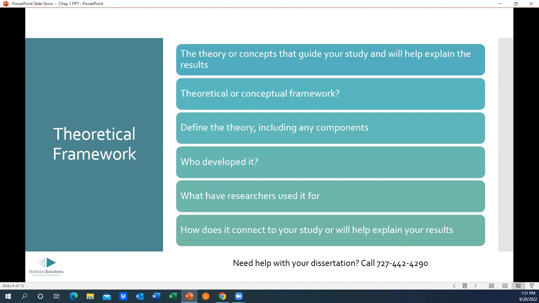Because sometimes theories will be broken down. They'll have 2, 3, 4, 5 components that are relevant. And sometimes these components correspond to what's on the instrument. So define the components as well. Talk a little bit about who developed it. You're using sources this whole time, right? And talk a little bit about what researchers have used it for.